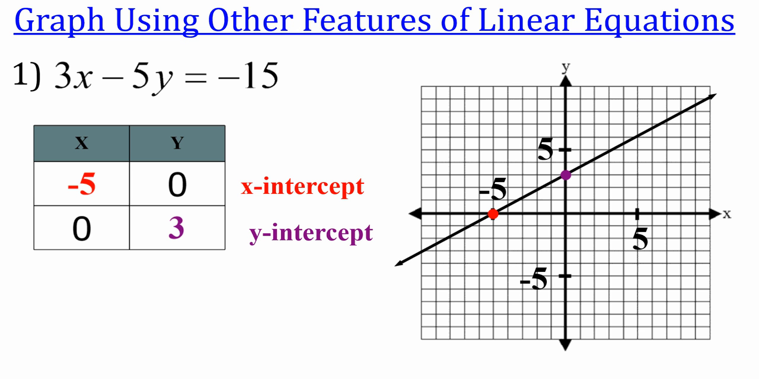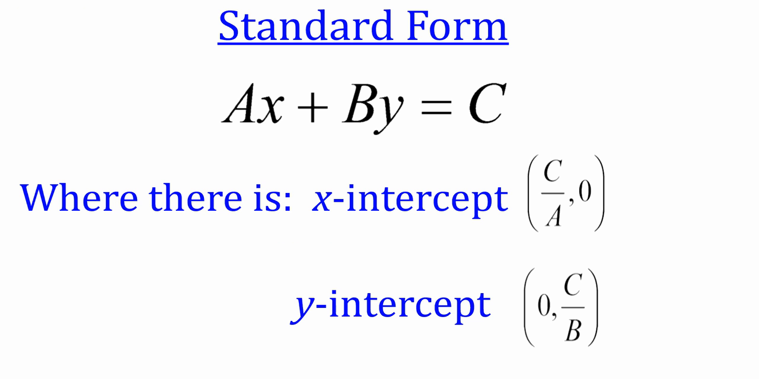Whether you want to put the equation in slope-intercept form or find the x and y intercepts, we'll still end up with the same line. So again, when we're finding the x and y-intercepts, the equation is referred to as standard form, where x and y are on the same side of the equal sign and it equals the constant.